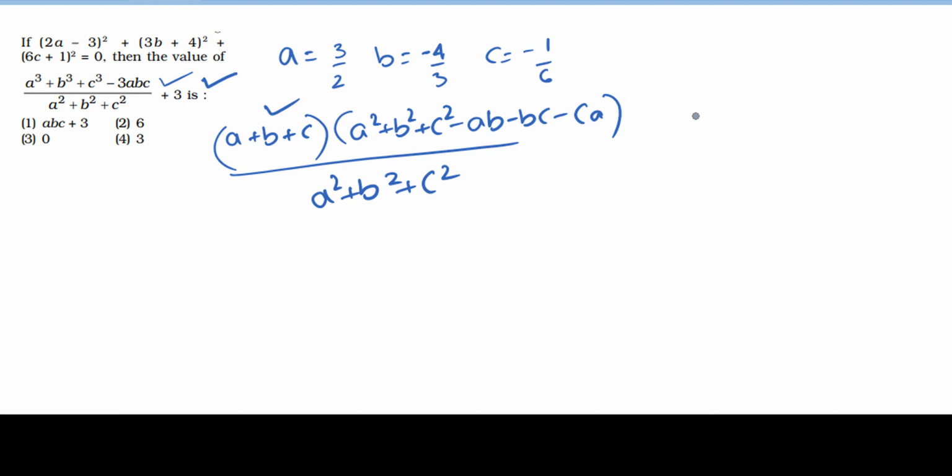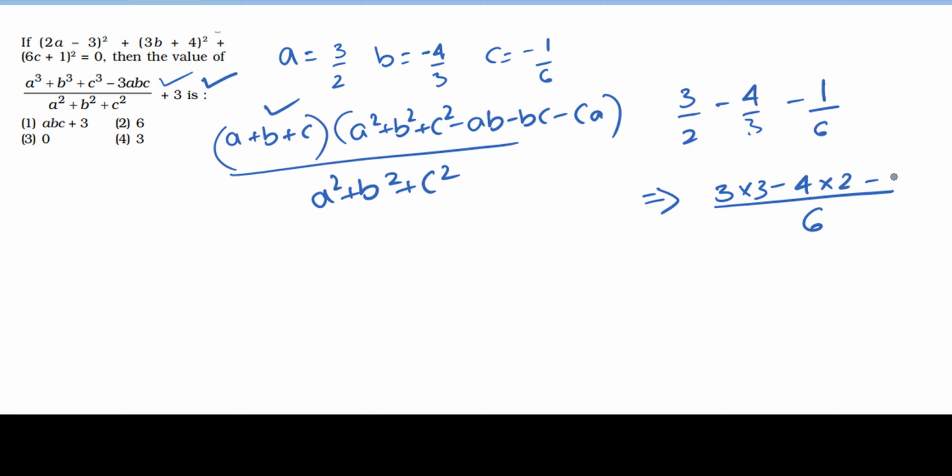Now let's check A plus B plus C value. 3 by 2 minus 4 by 3 minus 1 by 6. What is the LCM of 2, 3, 6? That's right, 6. So 3 into 3 minus 4 into 2 minus 1. So this becomes 9 minus 8 minus 1 by 6. 9 minus 9 by 6 becomes 0.